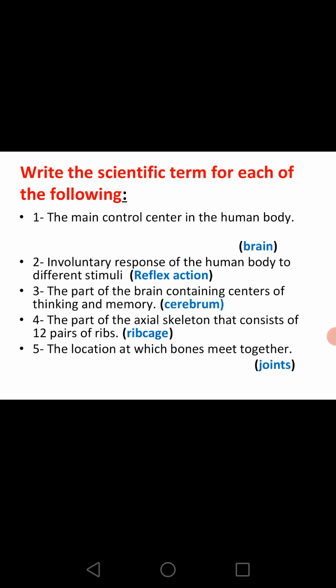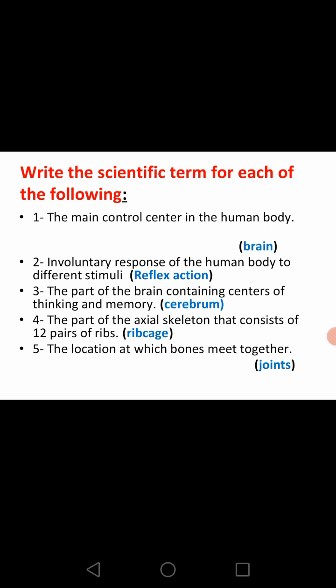Write the scientific term for each of the following. Number 1. The main control center in the human body is the brain. Number 2. Involuntary response, automatic response, spontaneous response of the human body to different stimuli. Excellent. Reflex action.